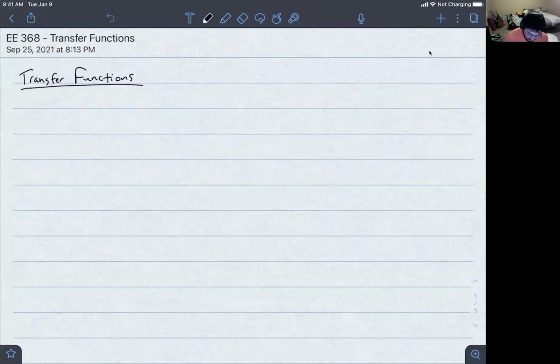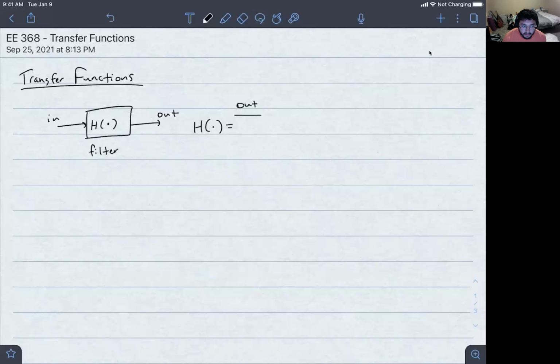So what is a transfer function? Well, consider a filter. There we have some input and some output. And we will denote an arbitrary transfer function as h of dot. So h of dot will take the form of this output that we observe over the input.